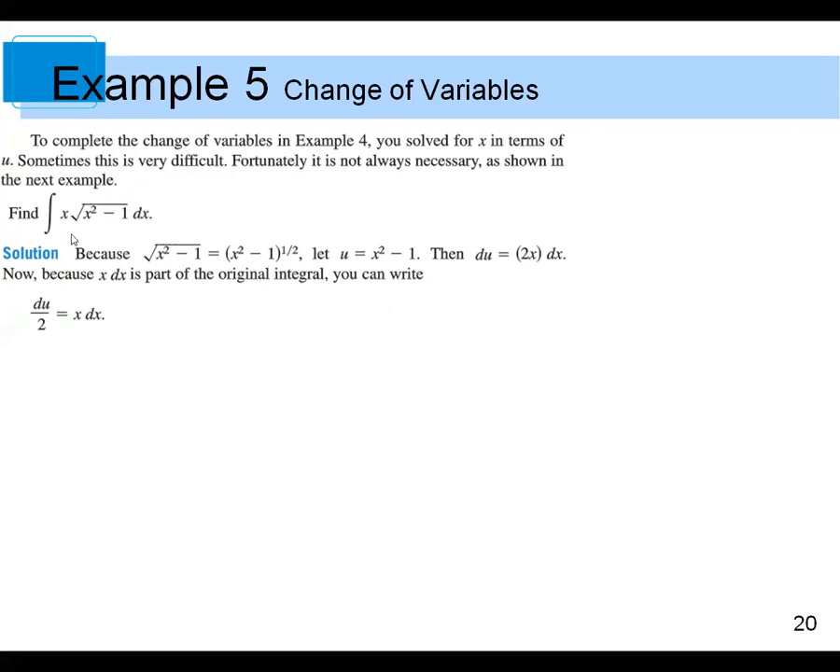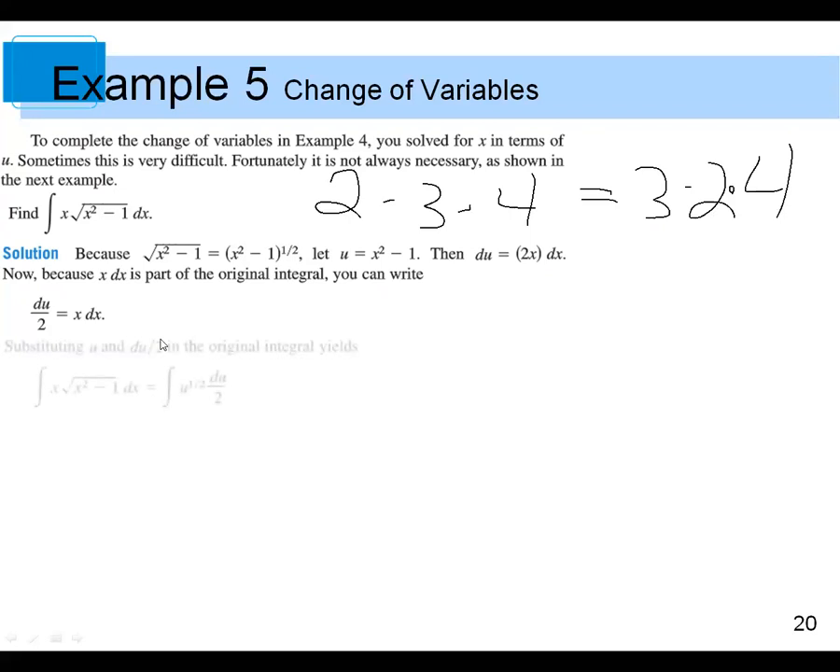The reason you're allowed to do that is because since this is really all multiplication, it's x times the square root problem times the dx, you can rearrange that. Just like 2 times 3 times 4, I can write as 3 times 2 times 4. And in each case, I get 24, like 2 times 3 is 6, times 4 is 24, 3 times 2 is 6, times 4 is 24. I can multiply in any order. Okay, so I'm just assuming that property in my head here. And du over 2 is x dx.